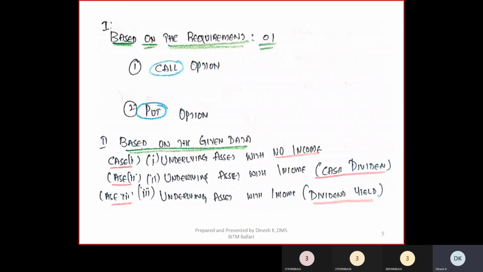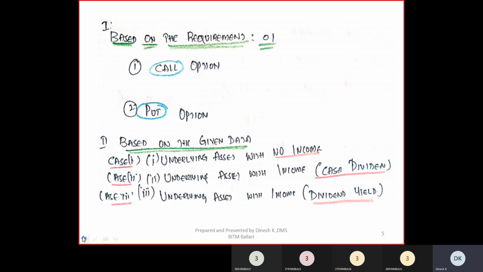Okay, now let's look at how exactly we need to proceed for calculating the option price. The first step, based on the requirement, is to know whether you need to calculate the call option or the put option. You should be very clear whether you want to calculate the call or the put. When it is a call, the formula is different. When it is a put, the formula is different. So based on the given data, first you need to identify whether you need to calculate the call option or the put option.